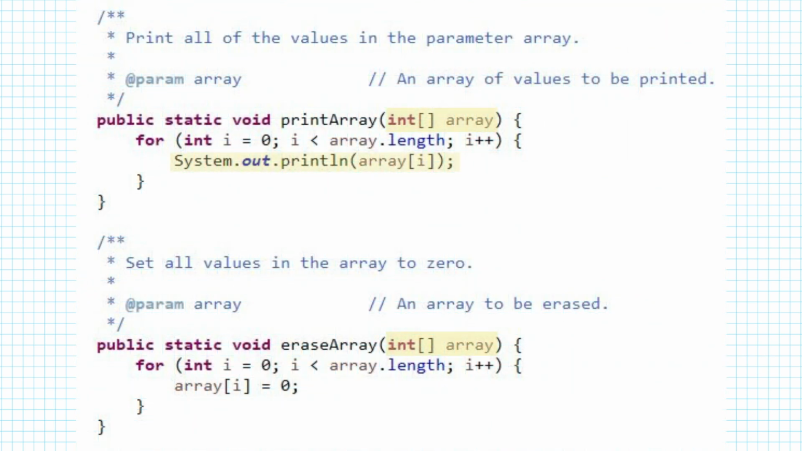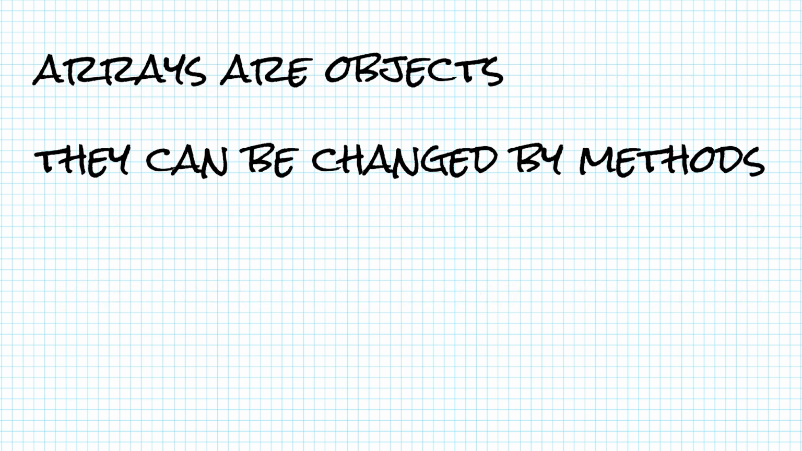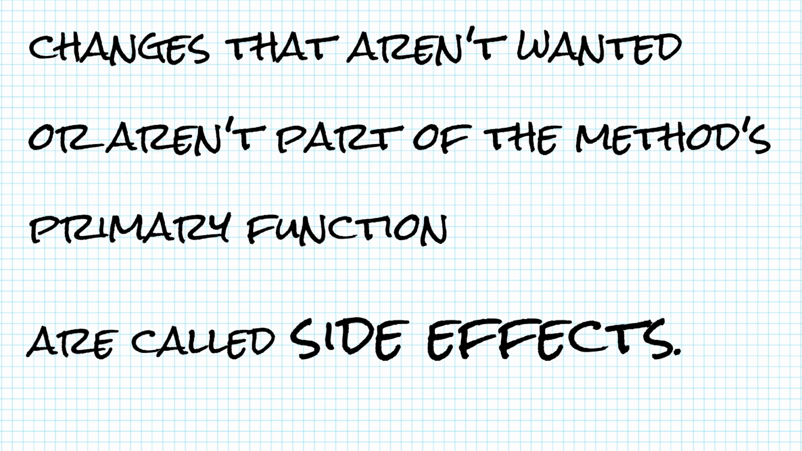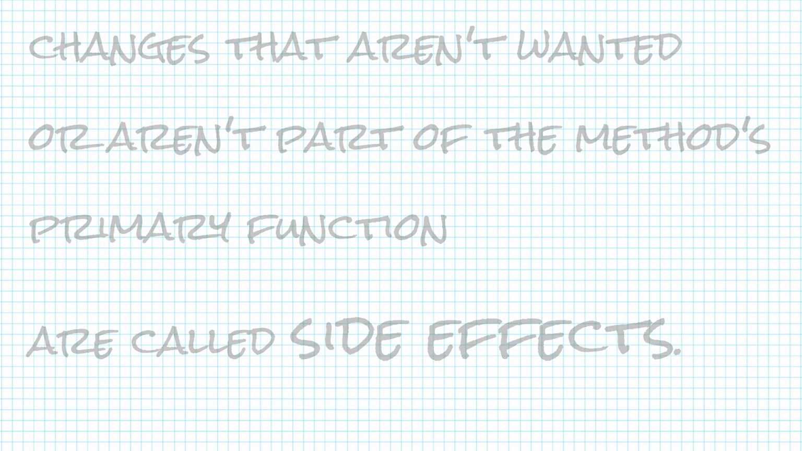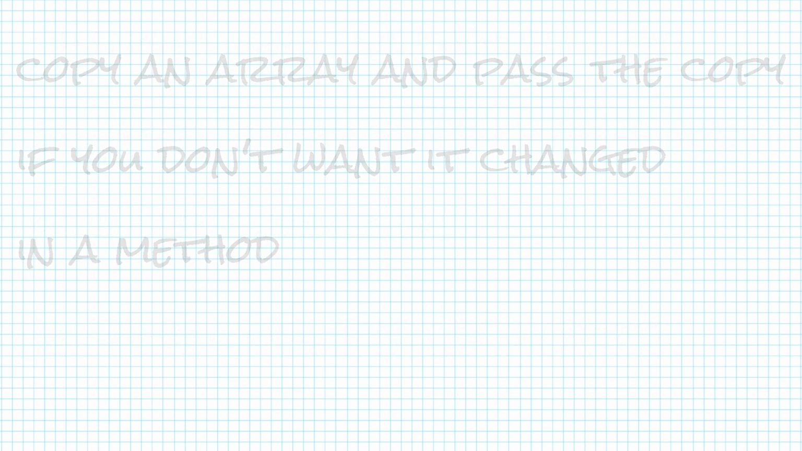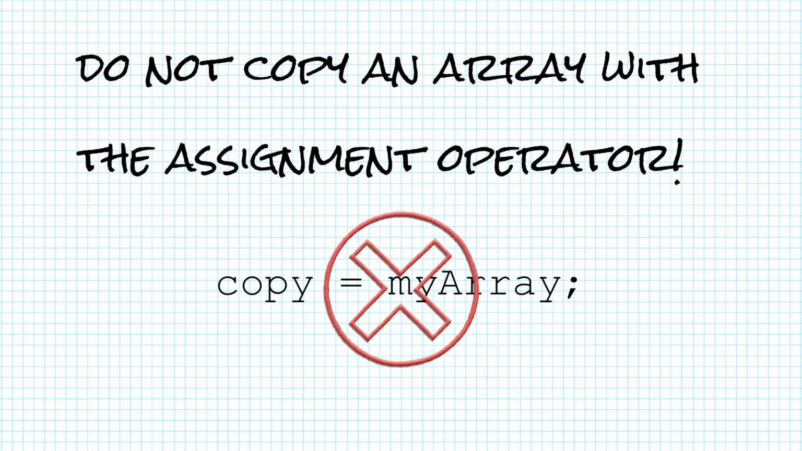One just printed the array, but the other changed the array. One of the trickier things to get used to with methods is the syntax of a return type or parameter that's an array. It's the data type of the elements in the array, followed by open and close square brackets. Any time you pass an array to a method, the method could potentially change the values in the array. If you don't want an array to be changed in a method, you can make a copy of the array and pass the copy. Remember that because arrays are objects, we do not copy them with an assignment statement.